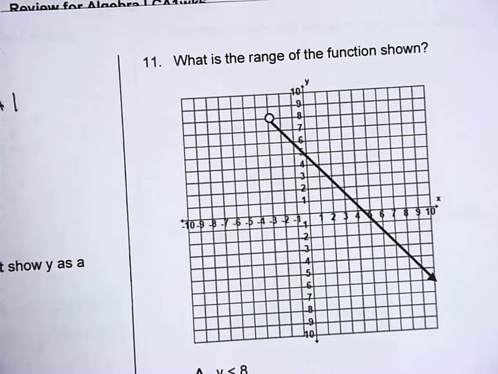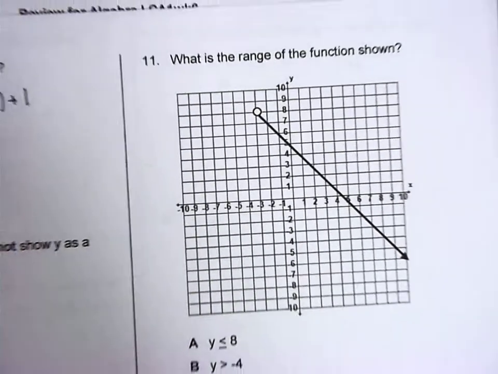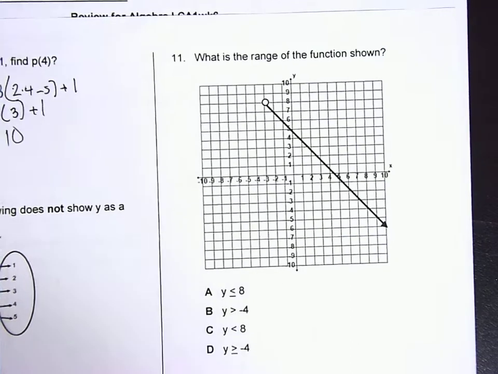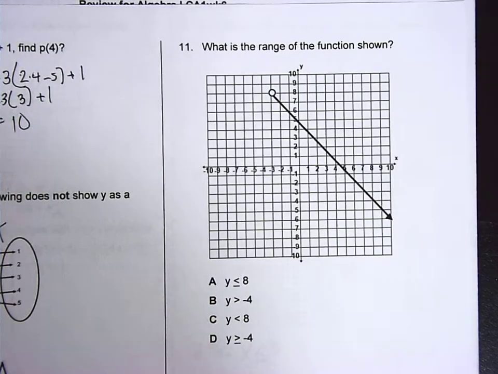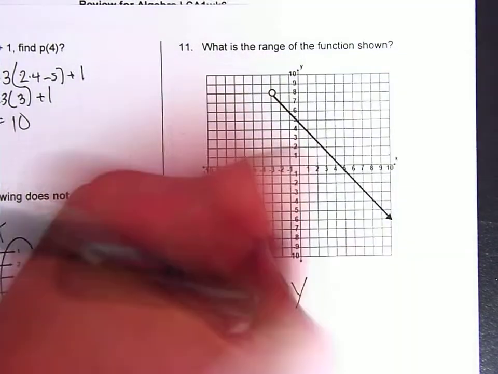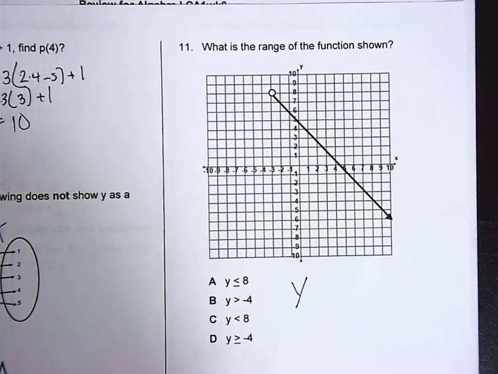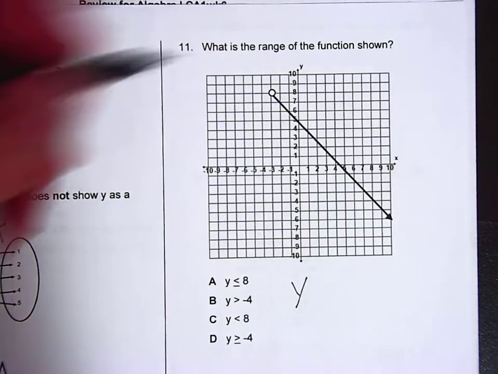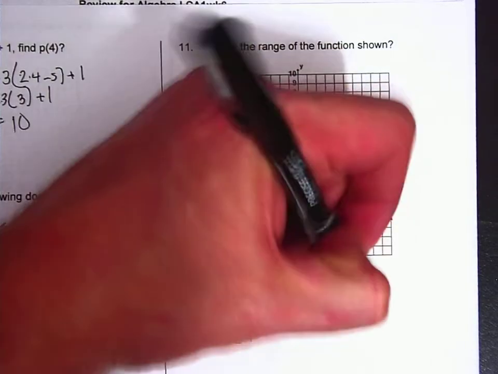Number 11, what is the range of the function shown? So notice that we have an arrow, which means we would generally have an infinity somewhere in here, but none of these answers have infinity. So we're talking about the range. Well, what's the highest in this case? Because we know the graph goes in the downward direction, so it has to have a maximum height. The maximum height it seems to reach is 8.